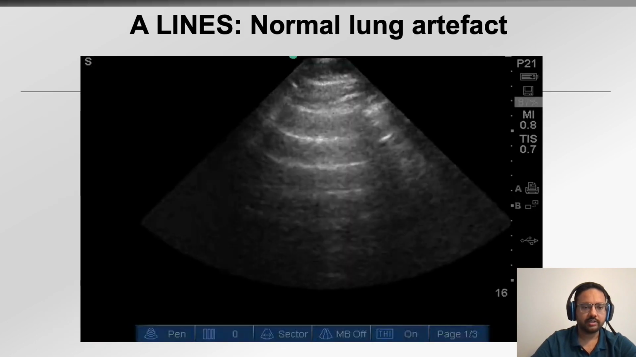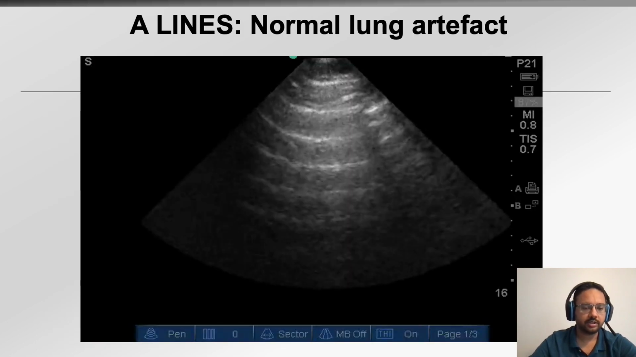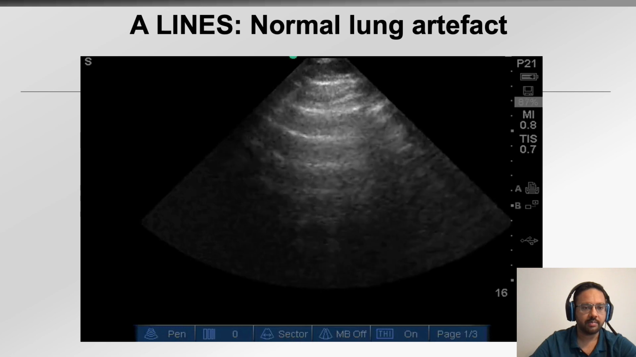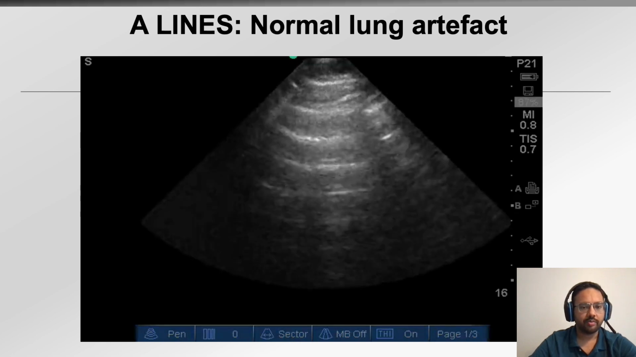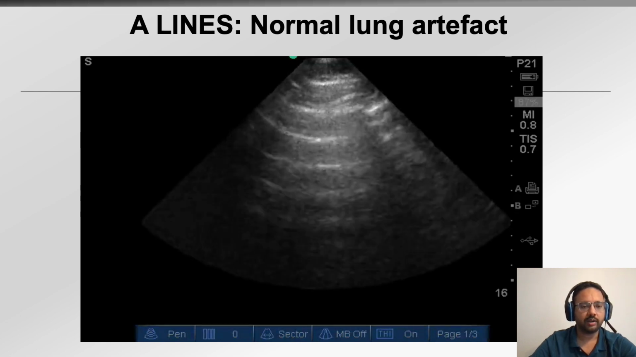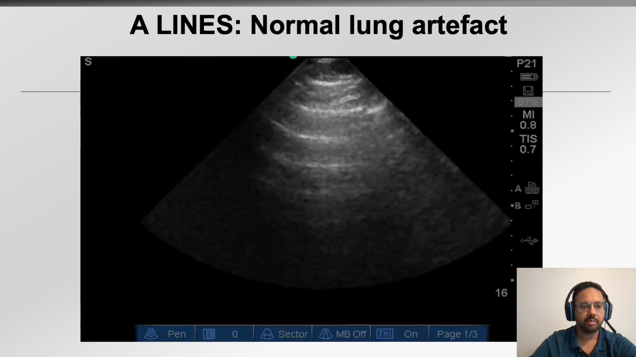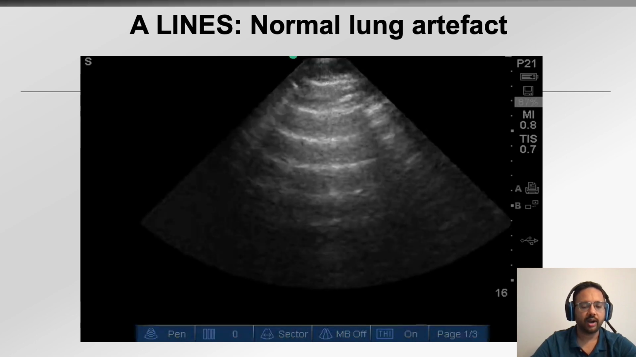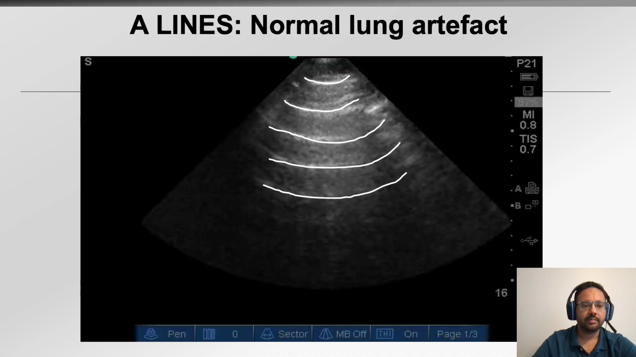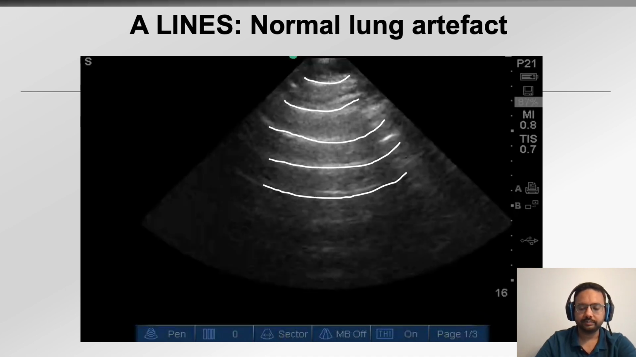So let's see what this looks like under the ultrasound. Here you see an ultrasound image. On the top of the screen you see the pleura, and then there are these multiple parallel white lines. These are known as your A lines.